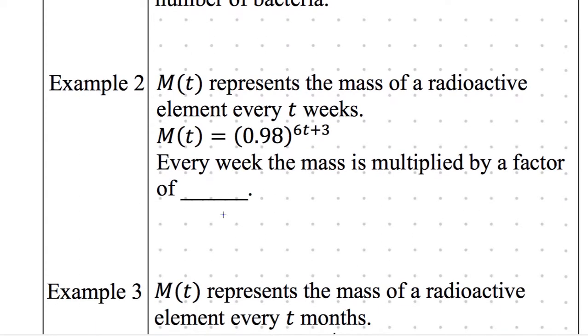Example 2. This is what I consider to be one of the trickiest problems. I'm talking about some random radioactive element. I could have done a little bit more research and found an actual radioactive element that did have this decay rate. I totally made up this number though, 0.98. So this common ratio, 0.98 to the power of 6t plus 3, and t is measuring weeks. I need to figure out what's happening, or what the factor is. So I need to figure out what this base number is every 1 week. It says every week, not every 6t plus 3 weeks, every week.